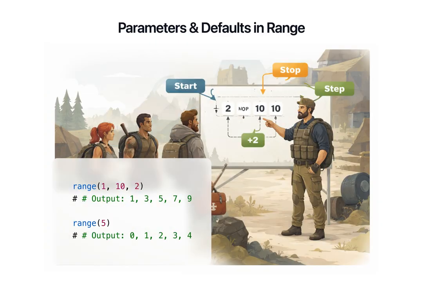The range function uses 3 parameters: start, stop, and step. Start sets where the sequence begins. Stop is the endpoint but not included, and step defines how much to increment between numbers.